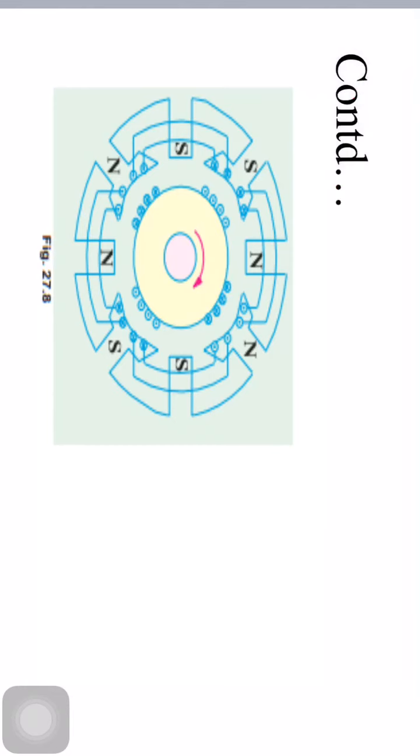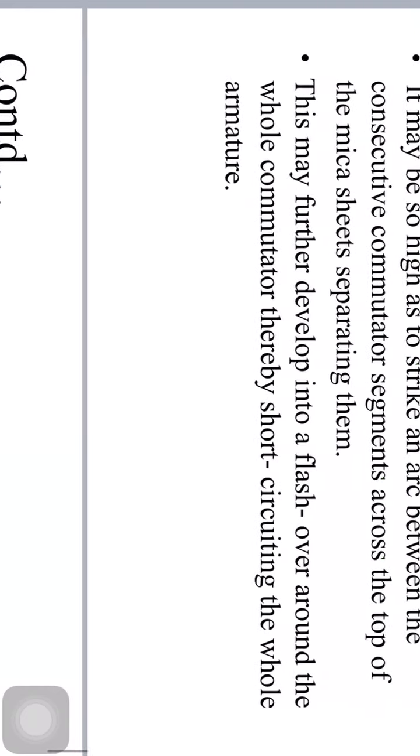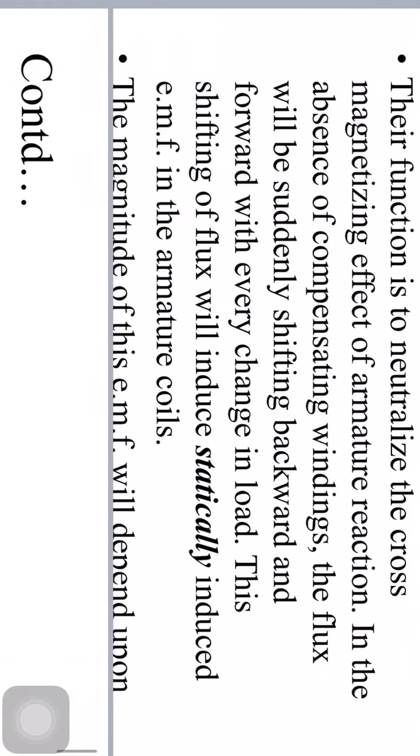So how will we connect the compensating winding? It is connected in series with the armature in such a way that the direction of current through the compensating conductors in any one pole phase will be opposite to the direction of current through the adjacent armature conductors. Okay, so in this way we will connect the compensating winding.